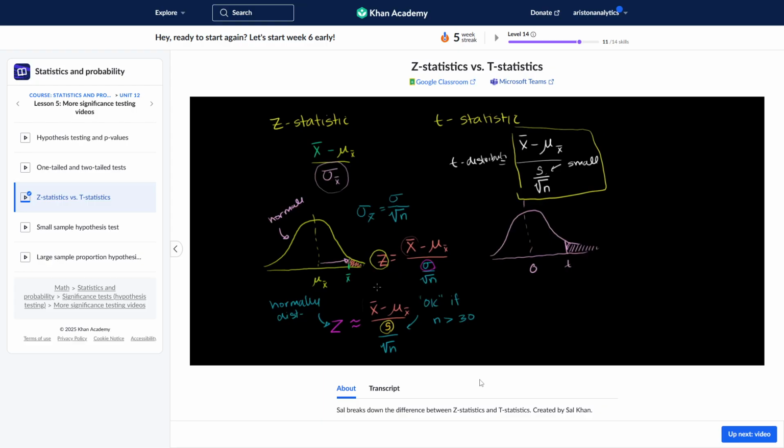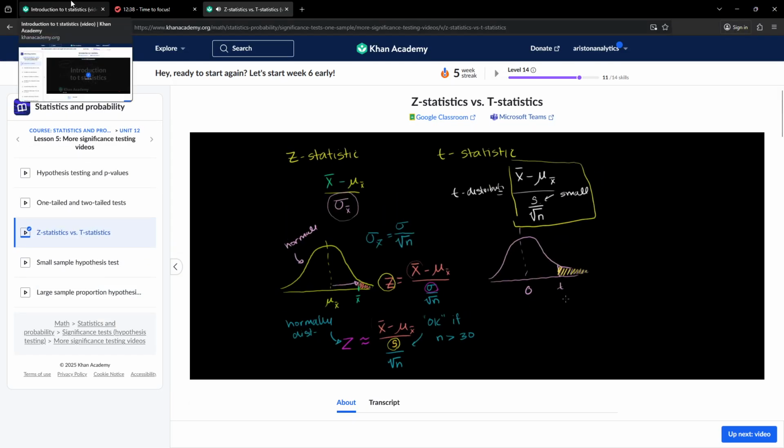If your sample size is small, then this statistic, this quantity, is going to have a t-distribution. And then you're going to have to use a t-table to figure out the probability of getting a t-value at least this extreme. And we're going to see this in an example a couple of videos from now. Anyway, hopefully that helped clarify some things in your head about when to use a z-statistic or when to use a t-statistic.